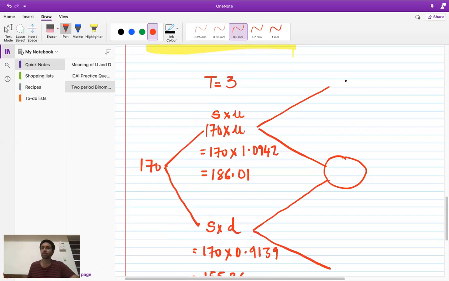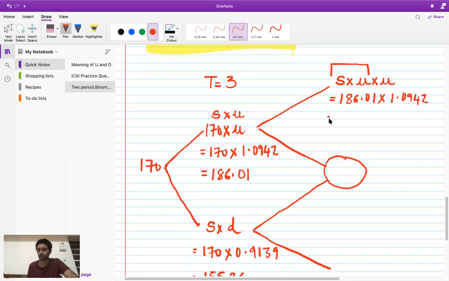Okay, so this node is actually going to be S into u again. This part is actually nothing but what you got at the upper node at t equal to 3. So the first part of it is nothing but 186.01, and you are going to multiply 186.01 again by u, which is 1.0942, to get 203.53.